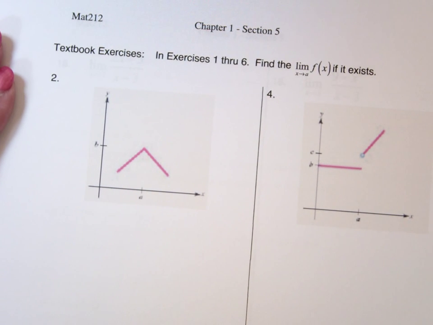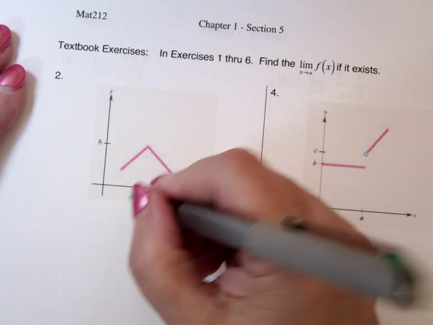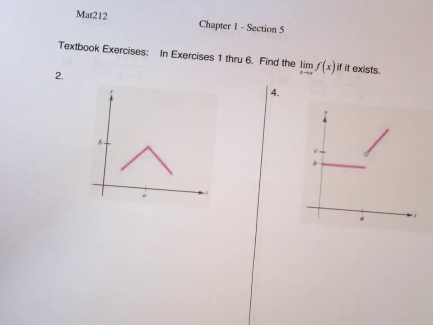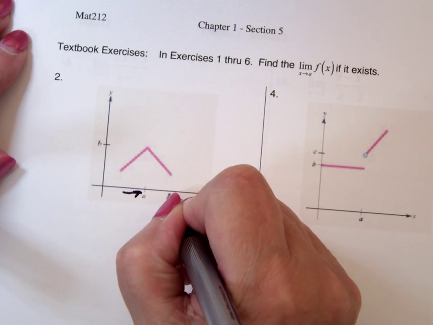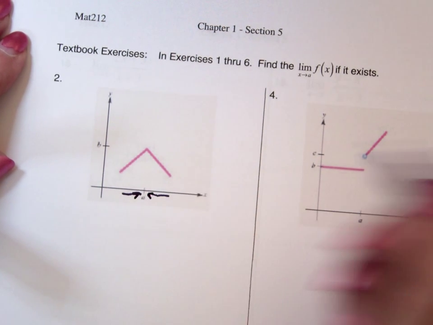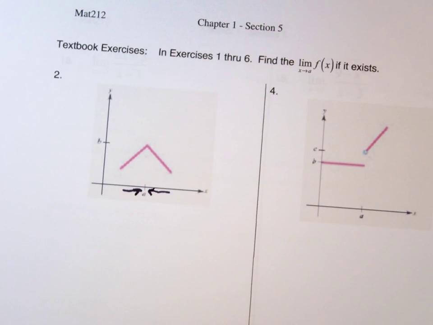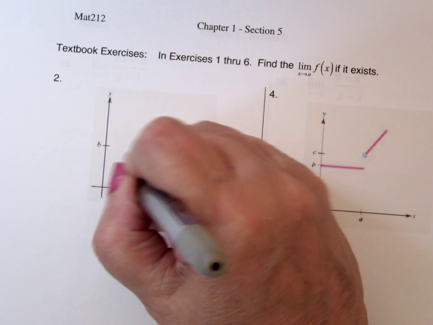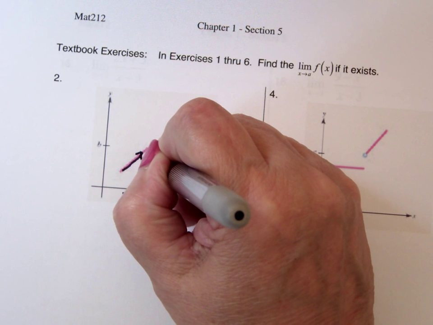So it says in 1 through 6, find the limit as x approaches a of f of x. So x approaches a. Well, that means that I'm coming from the left and coming from the right on x. So x is going like this, but it's forcing y to occur. So as x moves in, y moves in.